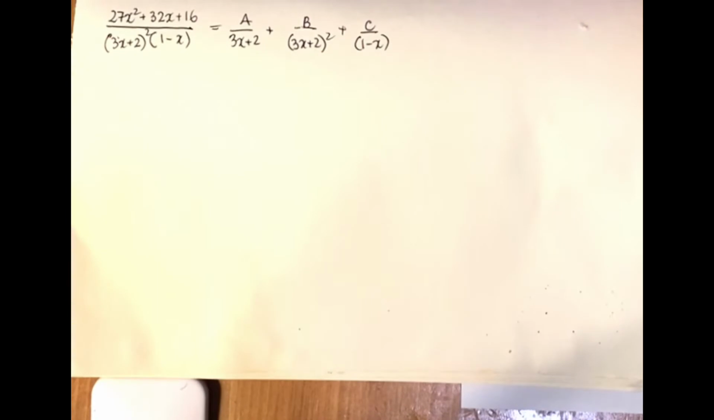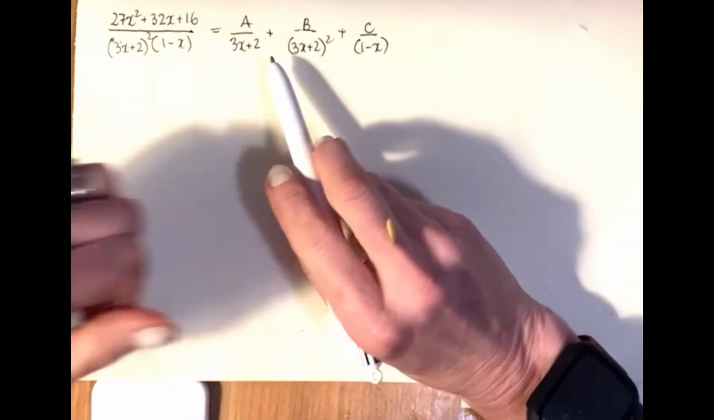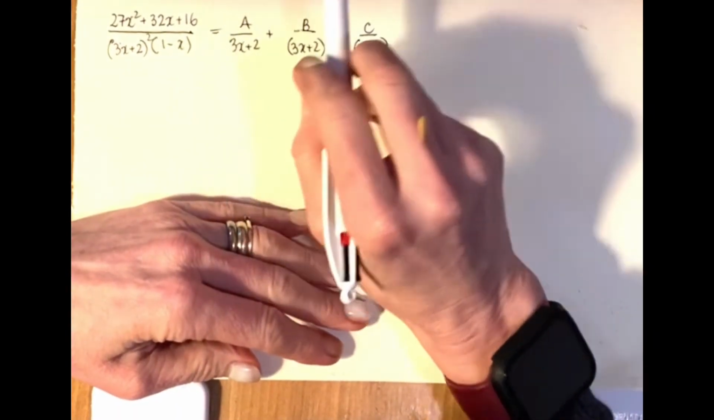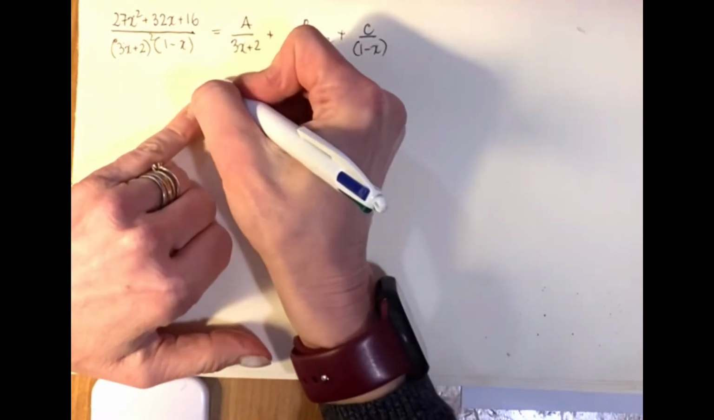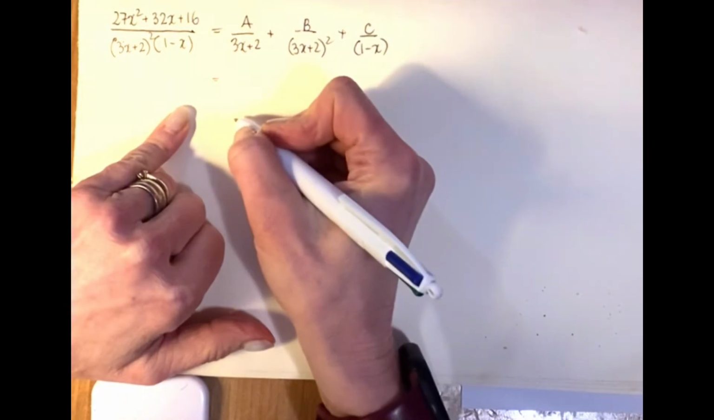Okay, part A, you have to find the values of A, B, and C. Well, B and C, and show that A is equal to 0. So I'll just go through this just so we've got the whole question sorted.